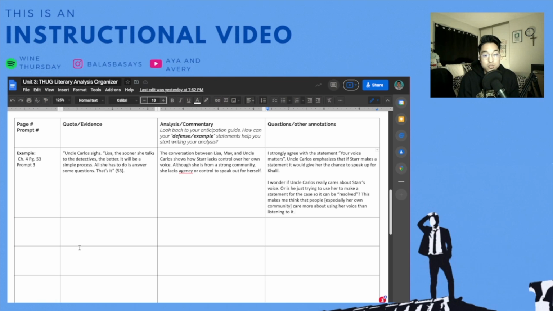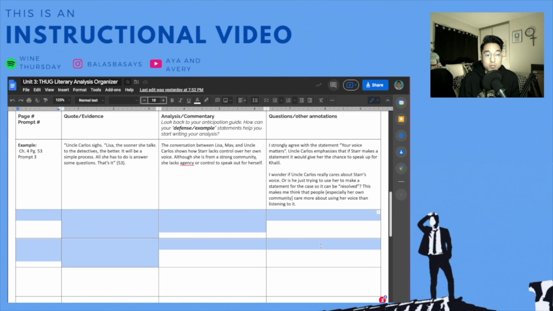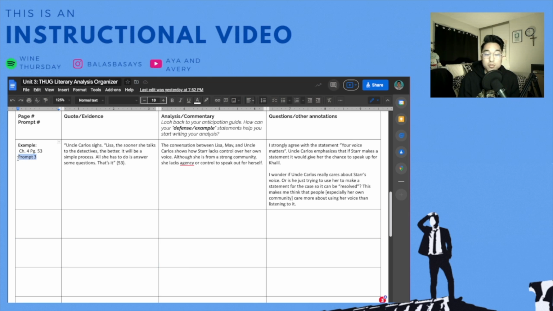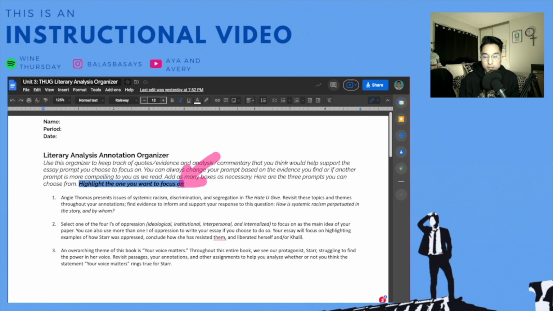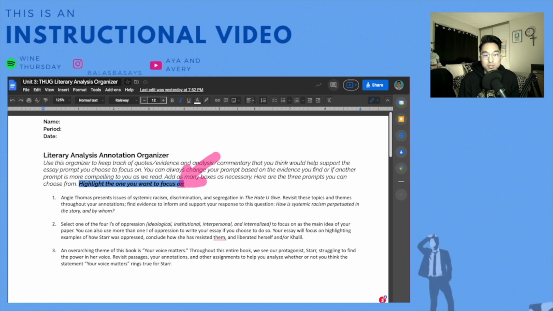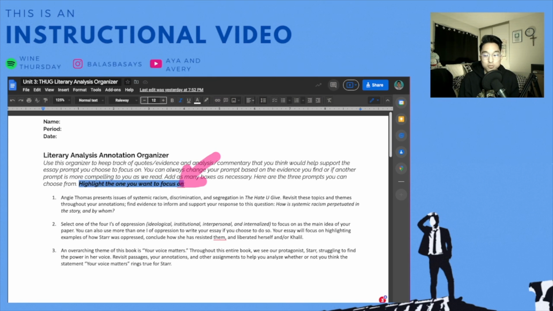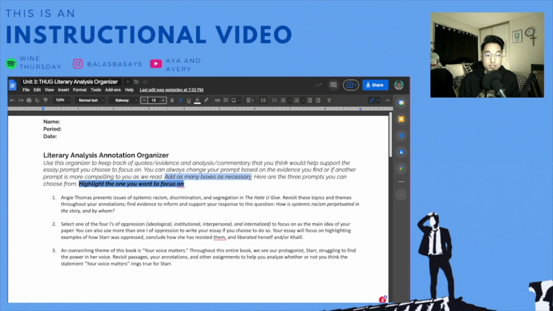Then, depending on the instructions, you're going to add on an annotation every single time you find something related to, in this case, prompt number 3. Even if you don't have a solid prompt chosen, as it says right here, highlight the one that you want to focus on. Or again, if you don't have one that you're focusing on, you can note which prompt the evidence that you're analyzing relates to. So like it says here, you can add as many boxes as necessary to this graphic organizer.